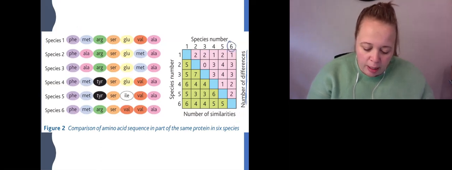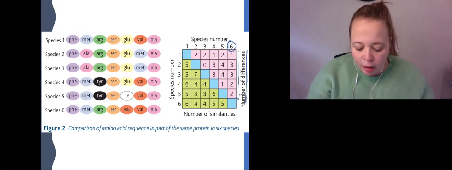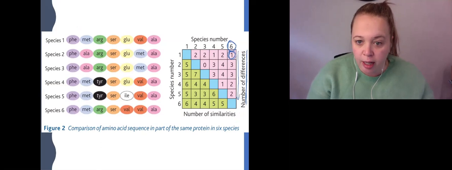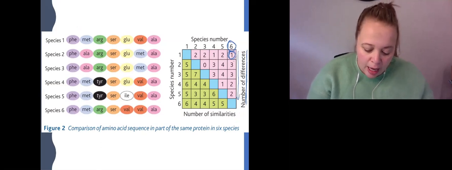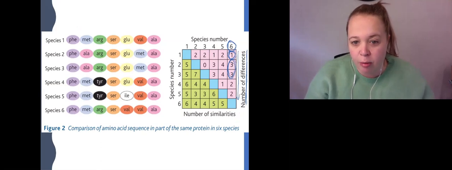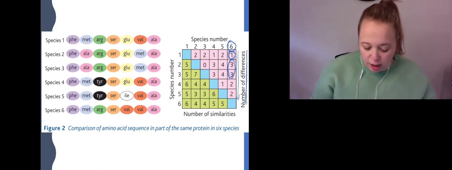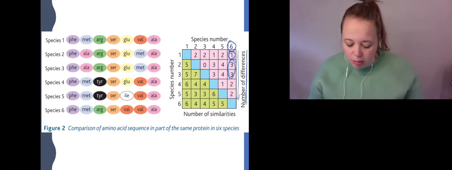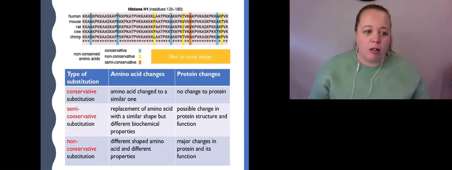So you can see here is species number 6. As we read down, you can see that they are most closely related to species number 1 because they have the least number of differences. And they are the least closely related to species 2 and 3 because they have 3 differences in their amino acid chain. So it's about looking at your comparison, and we're going to go through some questions in class to make this obvious.